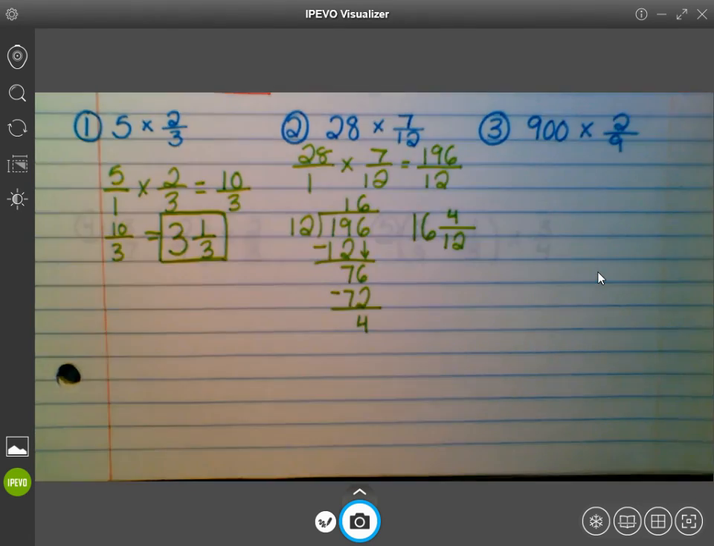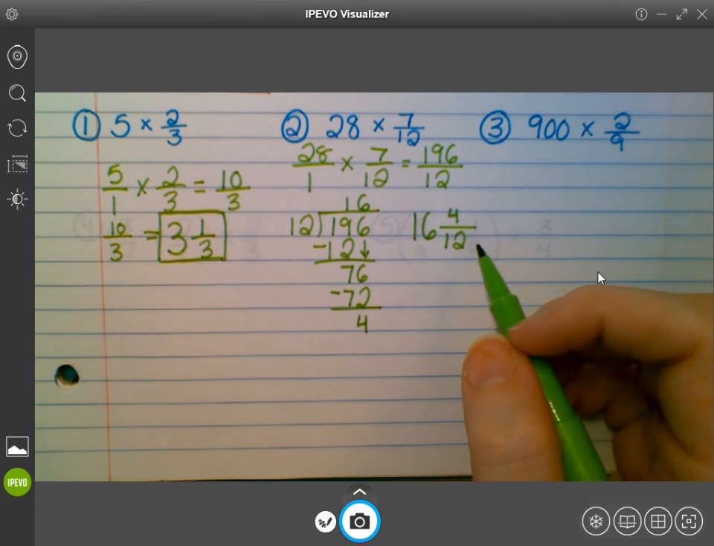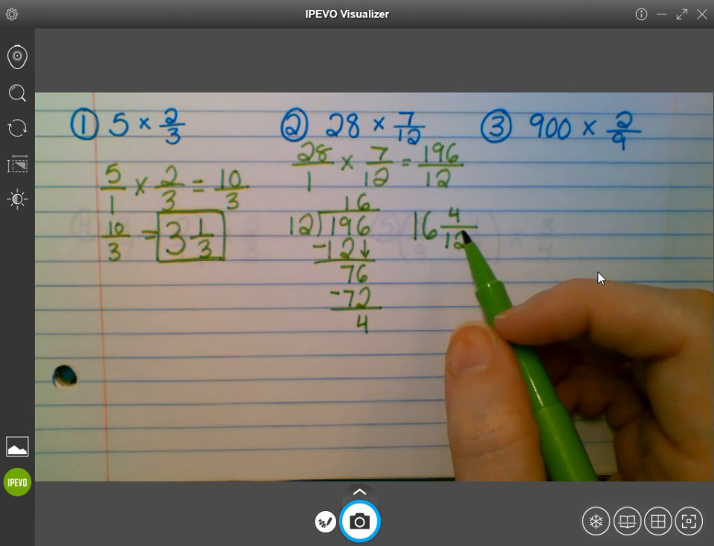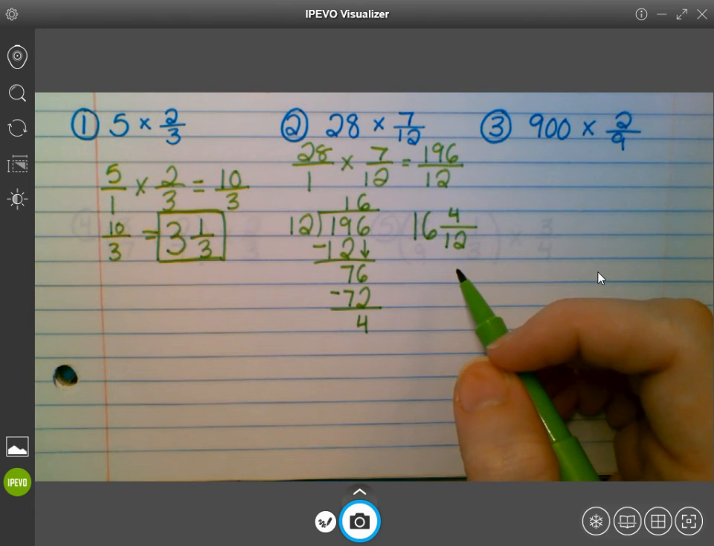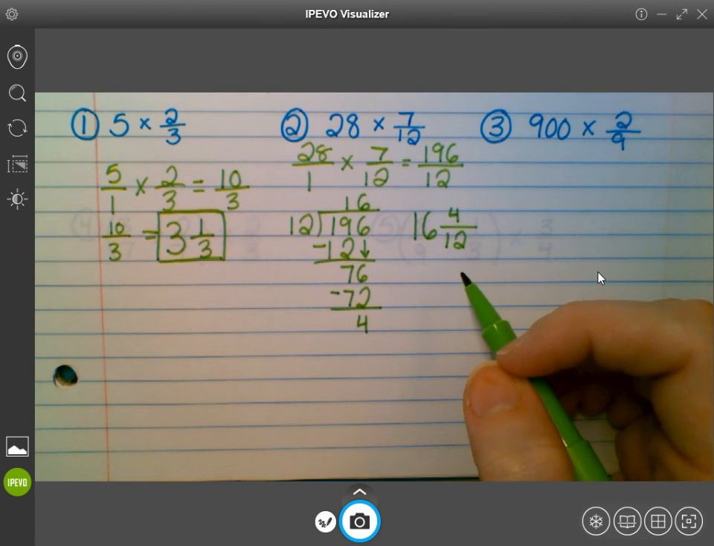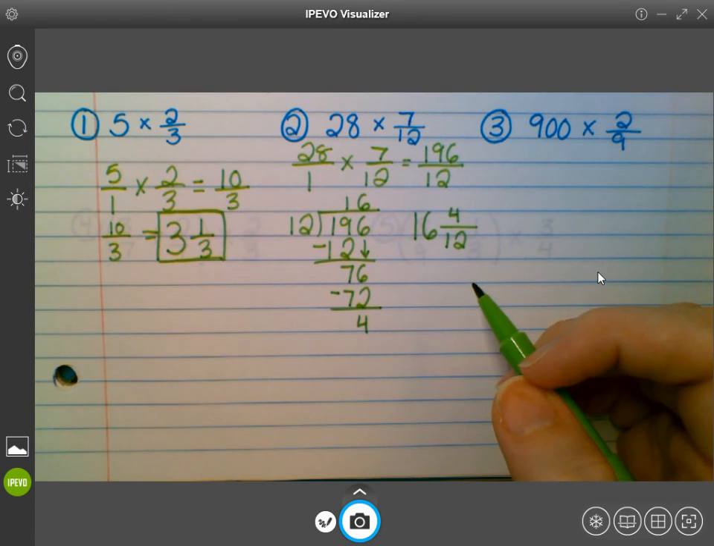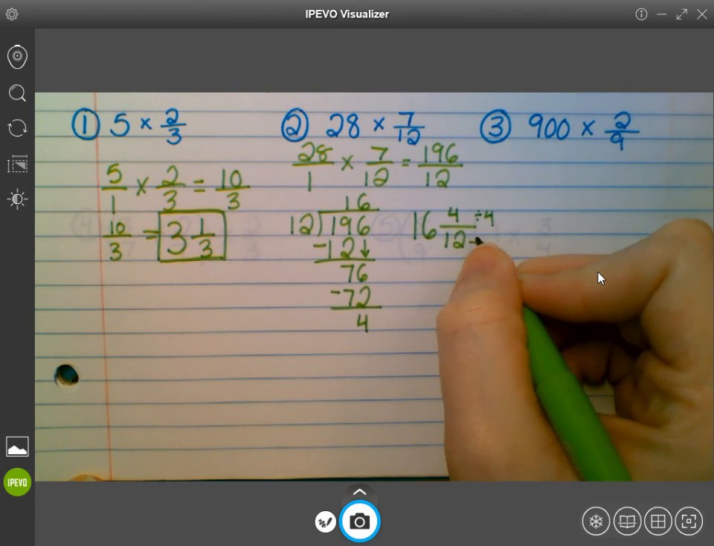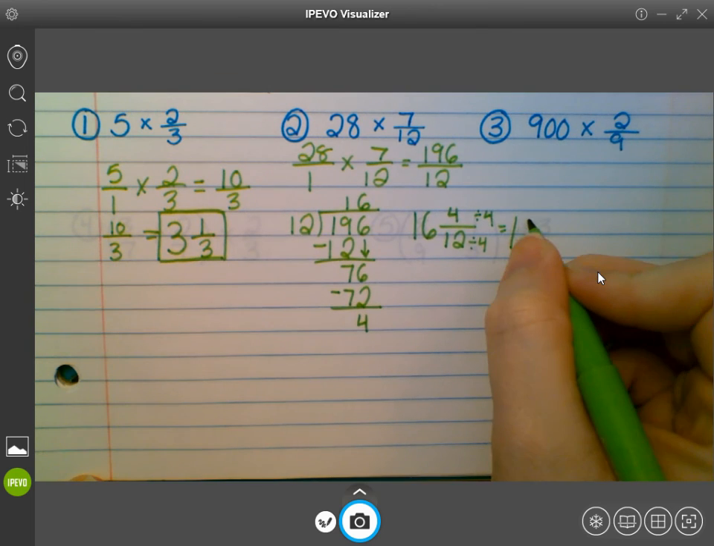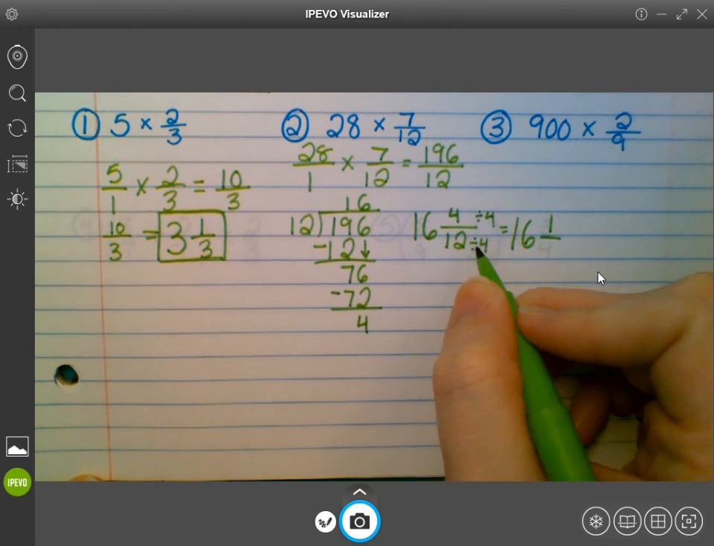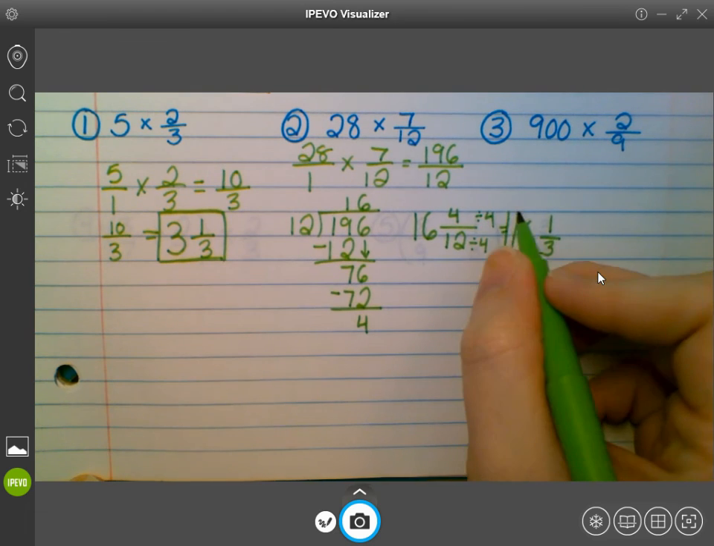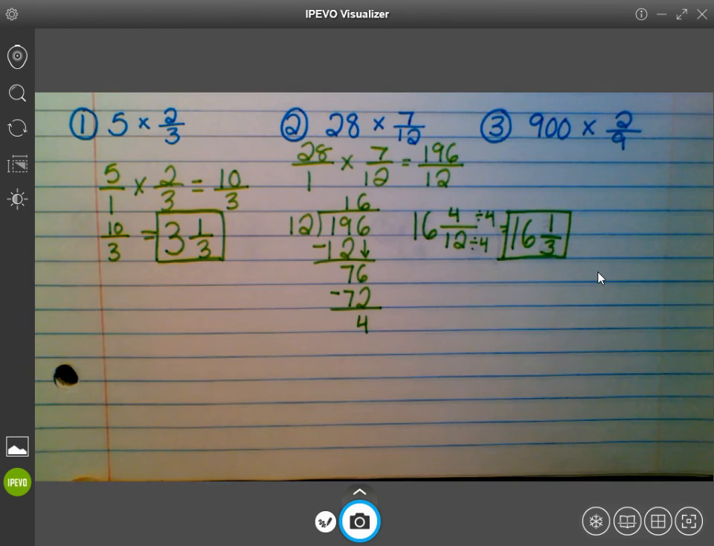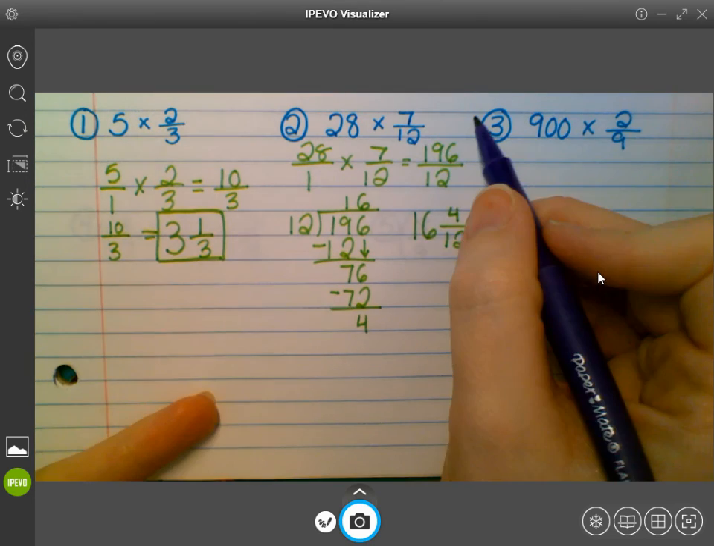And then our denominator is 12. Now, am I done simplifying here? Can I simplify 4 12ths? Yes. What number goes into both 4 and 12? What's the largest number that goes into 4 and 12? 4. Yep. So I can divide both by 4. So that gets me 16, and 4 divided by 4 is 1. 12 divided by 4 is 3. 16 1/3. Awesome.